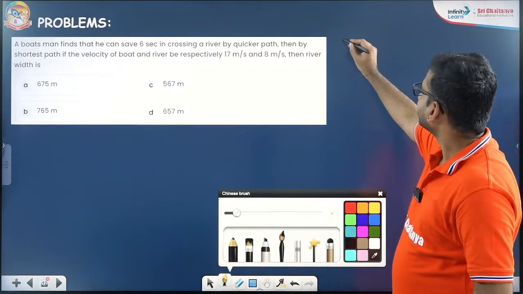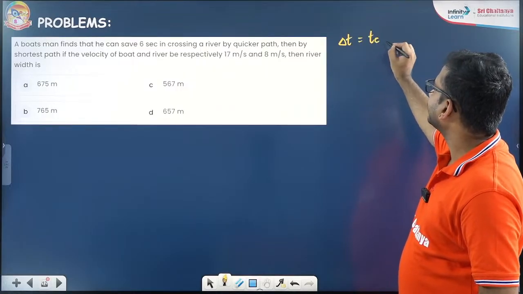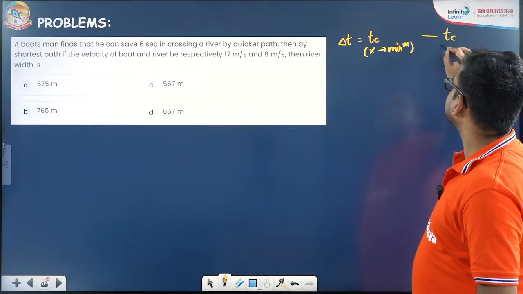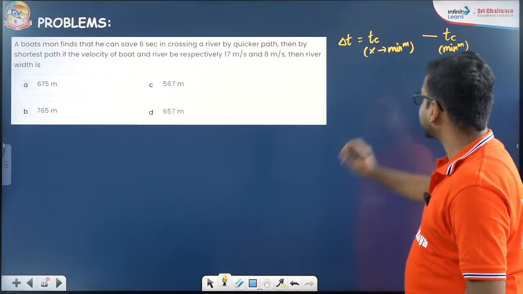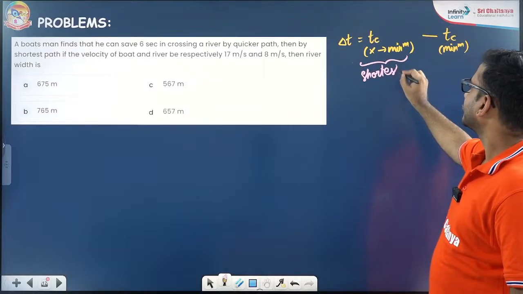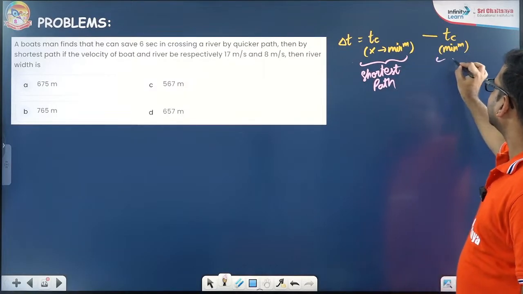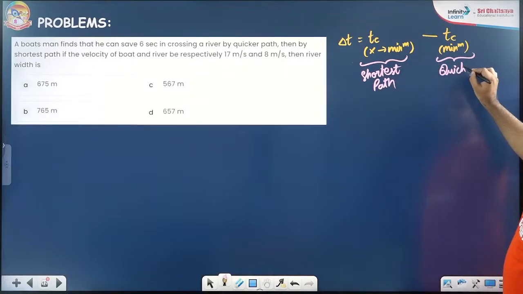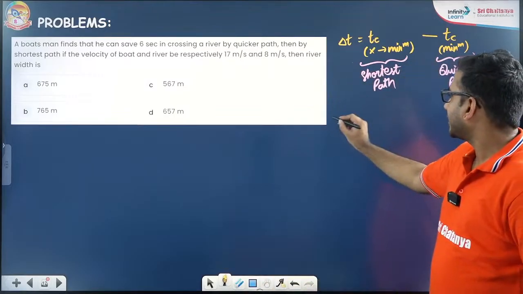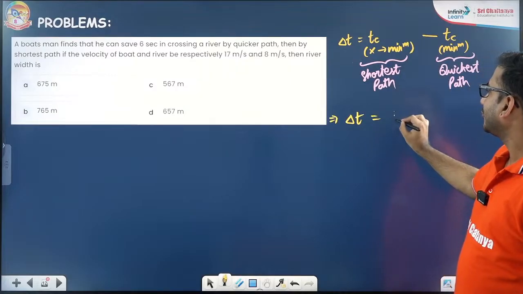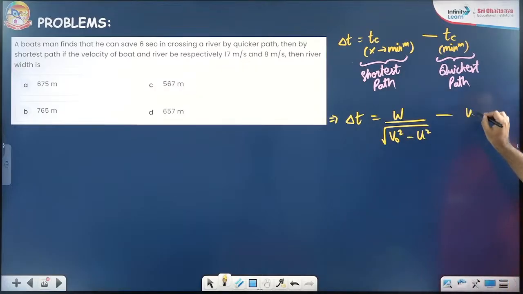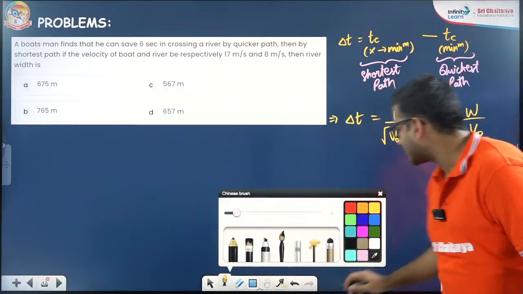So, I would say delta t is again the time of crossing when x is minimum, this will be the shortest path, minus the time of crossing when time itself is minimum. So you will say this is basically the shortest path as per the language, and this is basically the quickest path. Shortest path, quickest path. All right. This implies delta t will be equal to w by under root v naught square minus u square, minus w by v naught. Okay, these are the values.